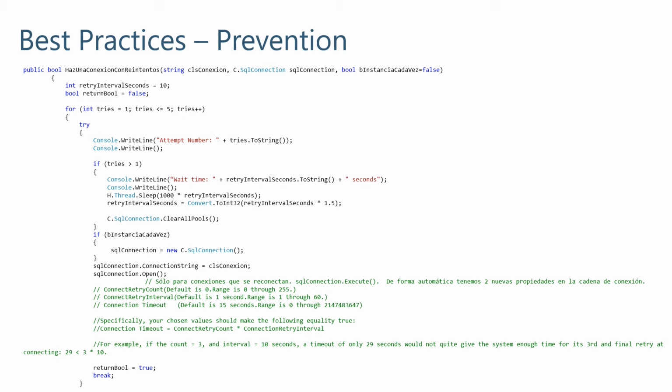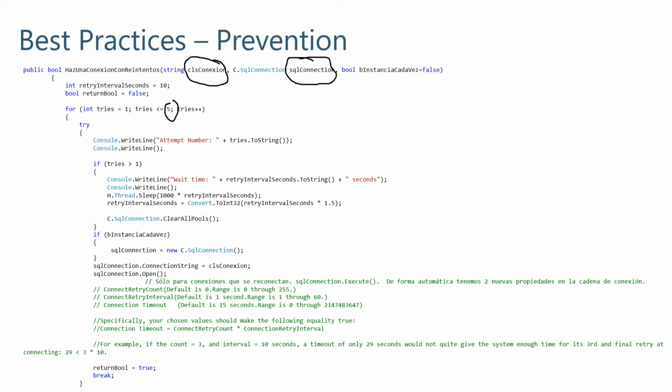This is one example about the retry logic. We are going to explain later in a demo, but in this case, for example, this is a function in C#. This is the connection string that I send in this connection. This is the object in SQL connection. So what is the process? The process is very simple. We are going to try 5 times.